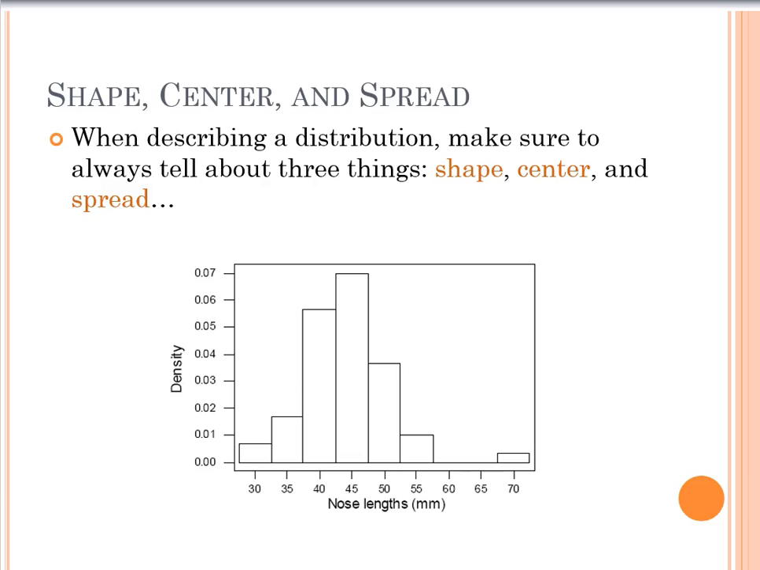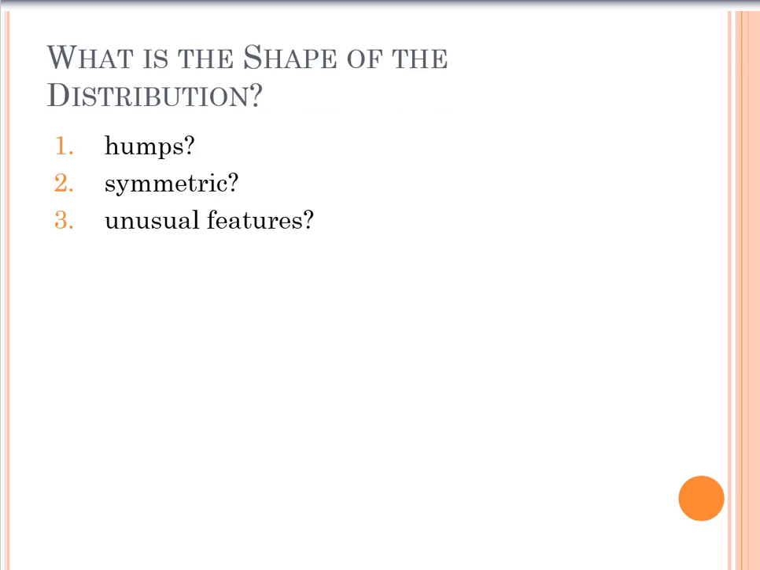So what we're going to do in this video is talk about histograms and how to describe them. There's three main components to describing a histogram: the shape, the center, so where the biggest point of the data is, and then the spread, so how much variation there is in a variable. So let's start with the shape.